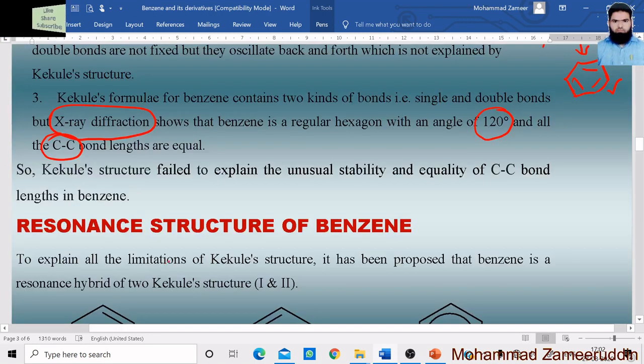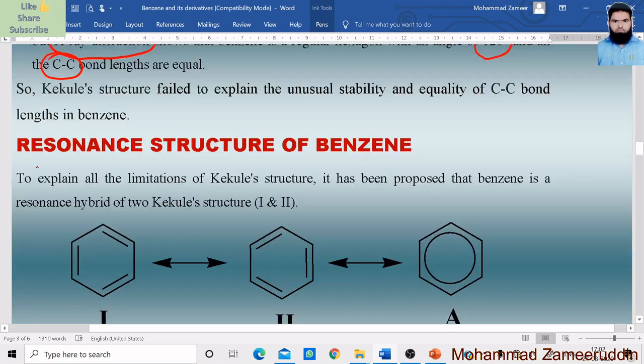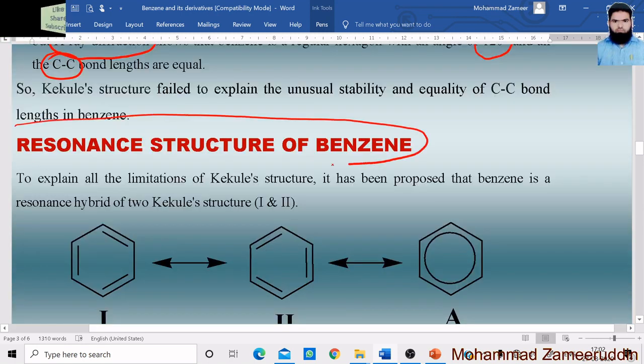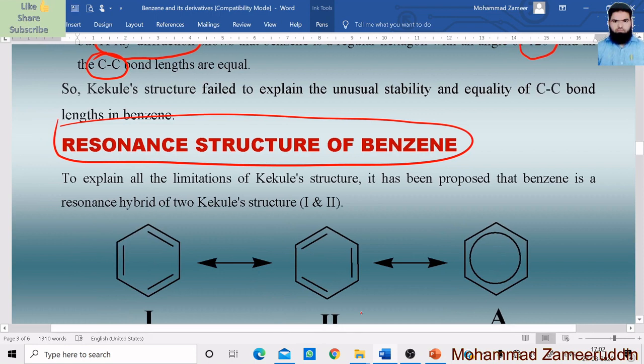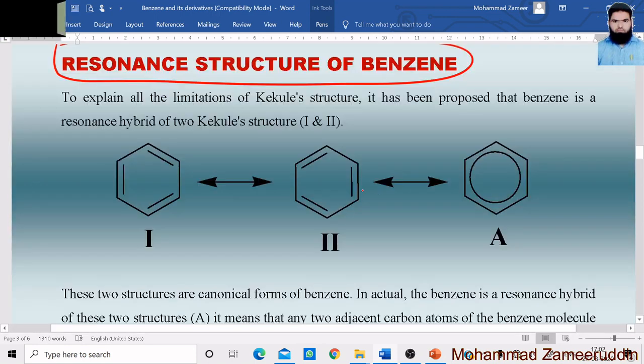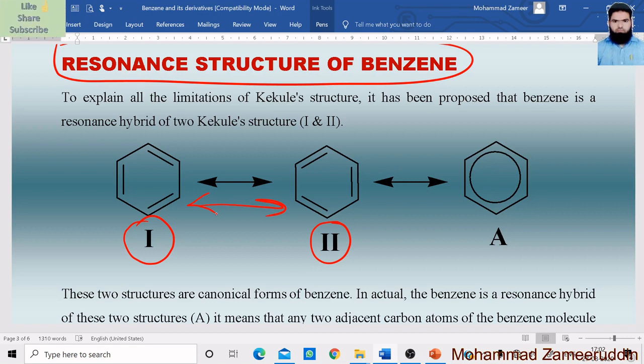तो इसी प्रॉब्लम को सॉल्व करने के लिए जो नेक्स्ट कंसेप्ट आया वो आया रेजोनेंस स्ट्रक्चर ऑफ बेंजीन. Now this resonance structure of benzene tried to explain the objections of Kekule's structure. Now what it says is that benzene exists either in the first form or in the second form. So these two forms interchange, and they are always interchanging. So this is called a resonance structure.